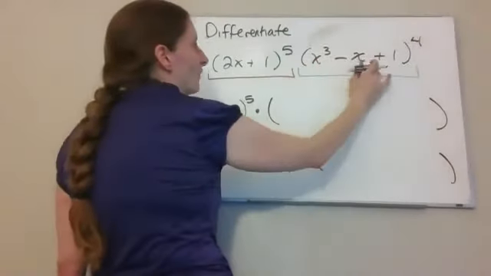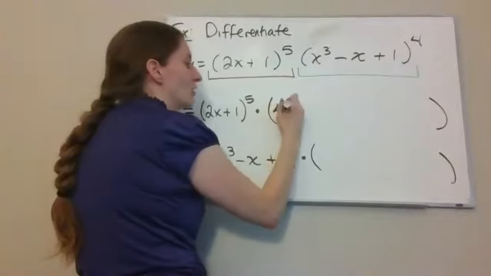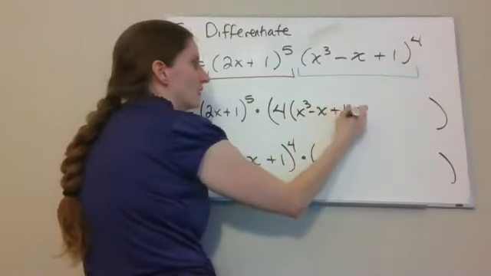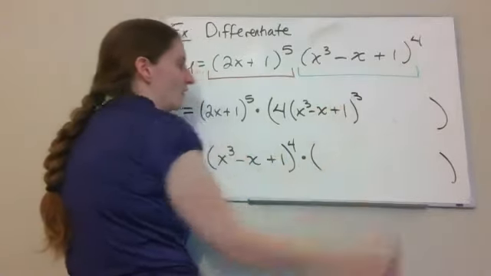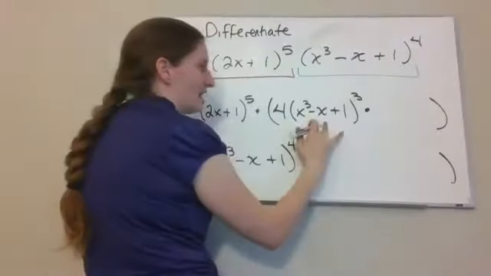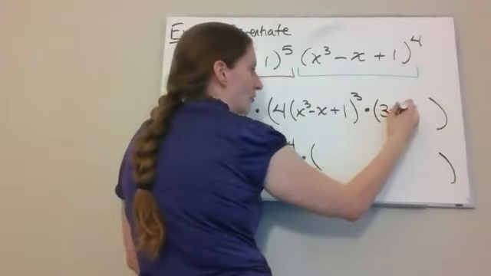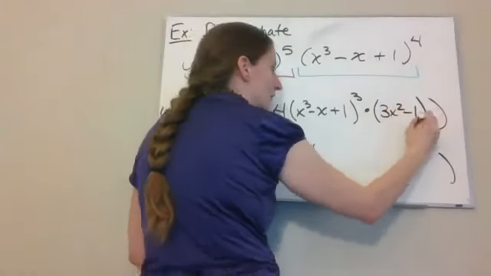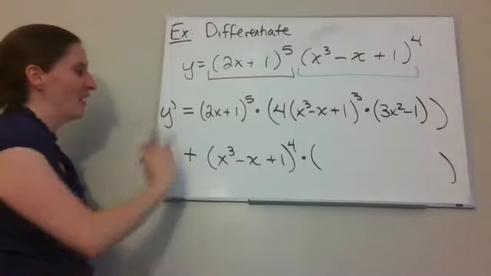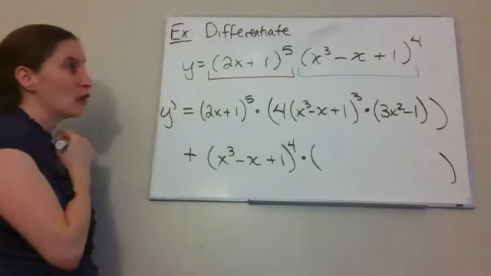I have something to the fourth power. So the derivative of the outside function, my 4 comes down, and my new power is 3. And I need to multiply that by the derivative of the inside function. So that's multiplying by 3x squared minus 1. Pretty nasty, right? All right, that is the derivative of that one underlined in green.